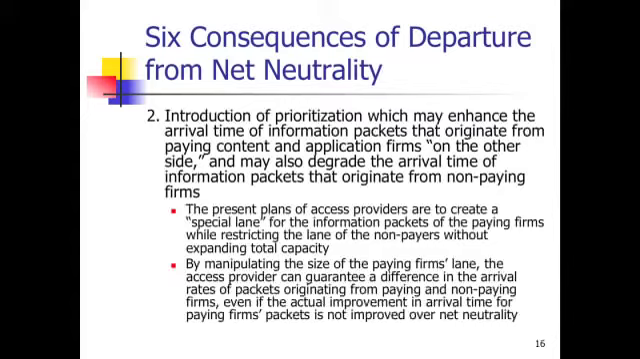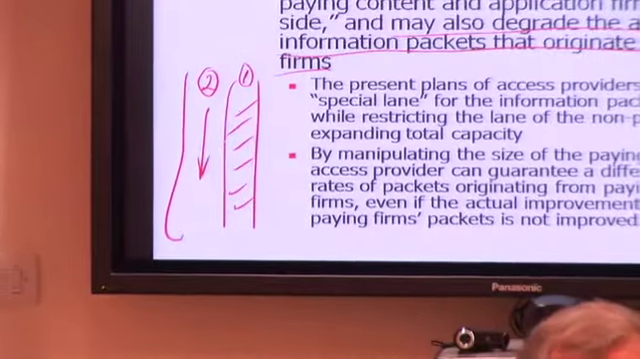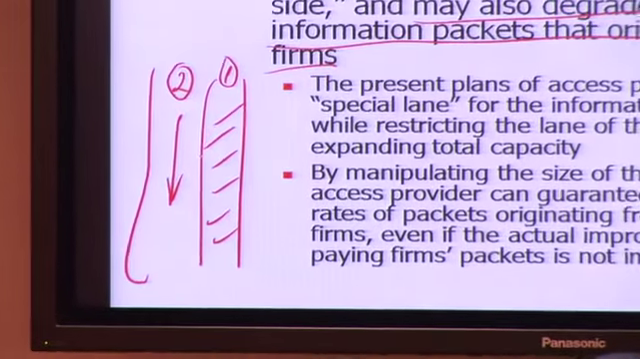Okay, so this is what we had started talking about. If you start prioritizing to the other side of the network, it might degrade the arrival of packets that originate from non-paying firms. So remember that diagram. Here was some restriction that goes to the prioritized lane, and therefore the arrival of packets in lane number two might be slower.